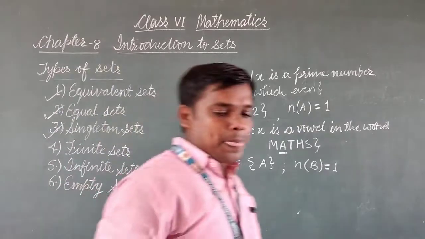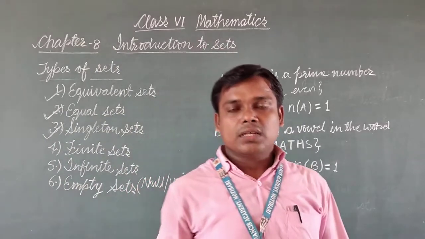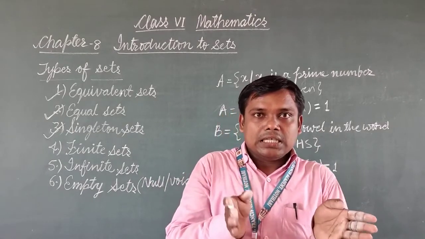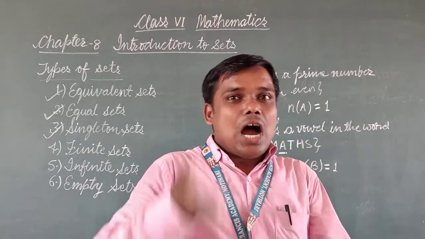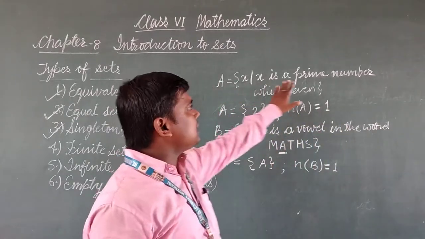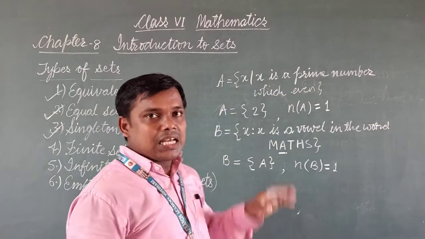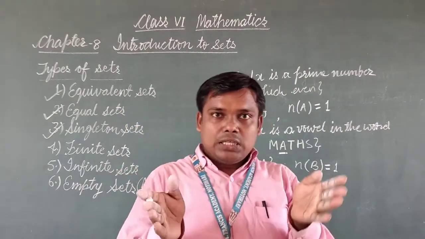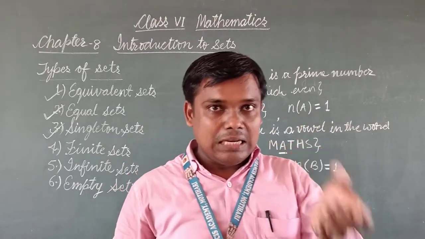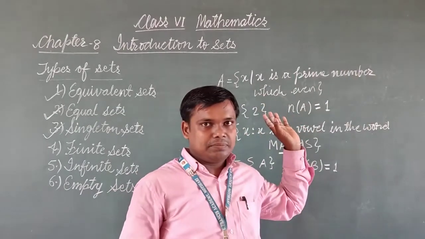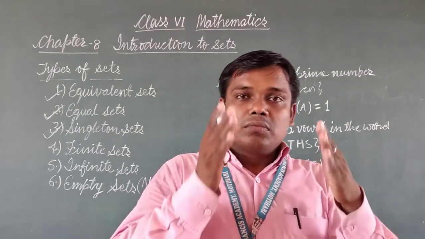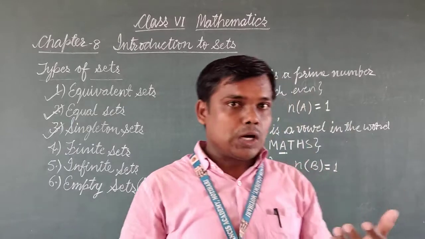Another example, if we have a set having prime numbers, set of prime numbers less than 100. X such that x is a set of prime numbers less than 100 means we can count and list the elements of set. So that kind of set is called finite set.